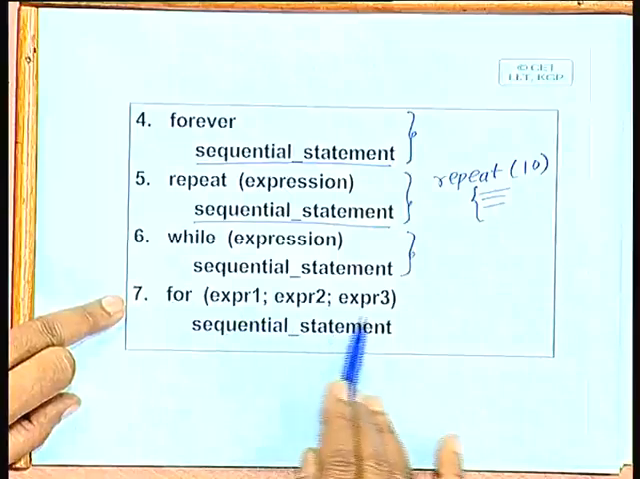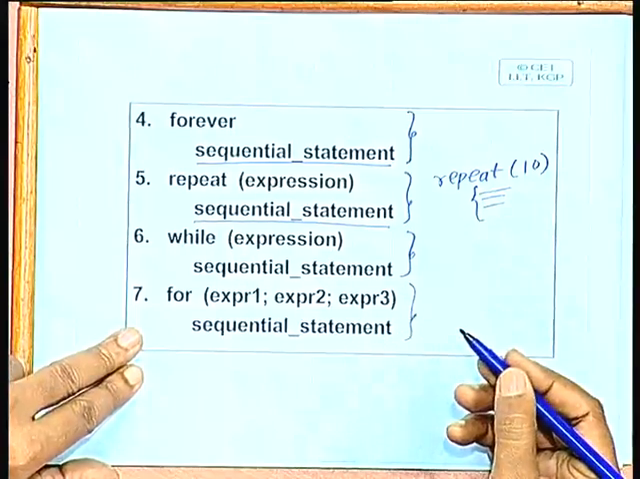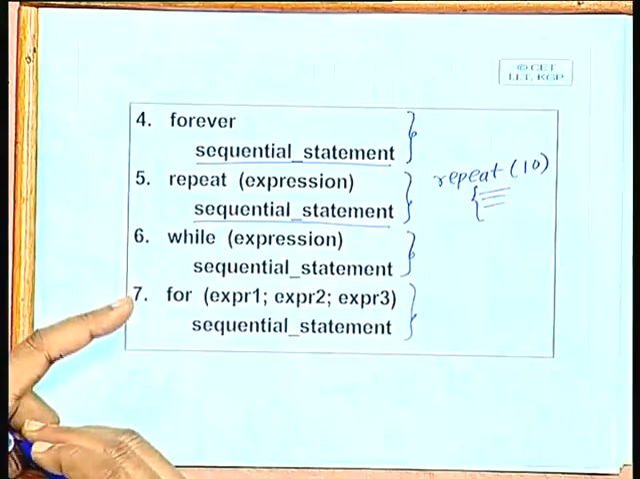And this for expression is exactly the same as what we have in C. So, these are the different options you have when you write your code, and a couple of other things.